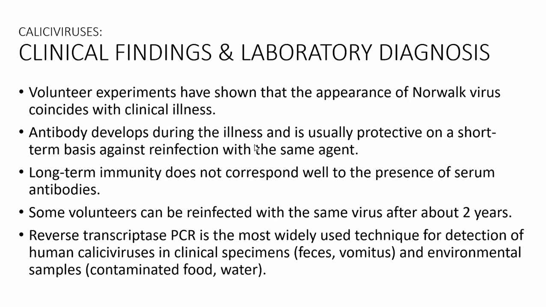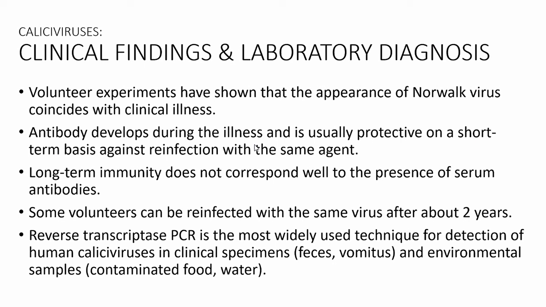Volunteer experiments have shown that the appearance of norovirus coincides with the clinical illness, and antibody develops during the illness and is usually protective on a short-term basis against reinfection with the same agent. Long-term immunity does not correspond well to the presence of serum antibodies. Some volunteers can be reinfected with the same virus after about 2 years.